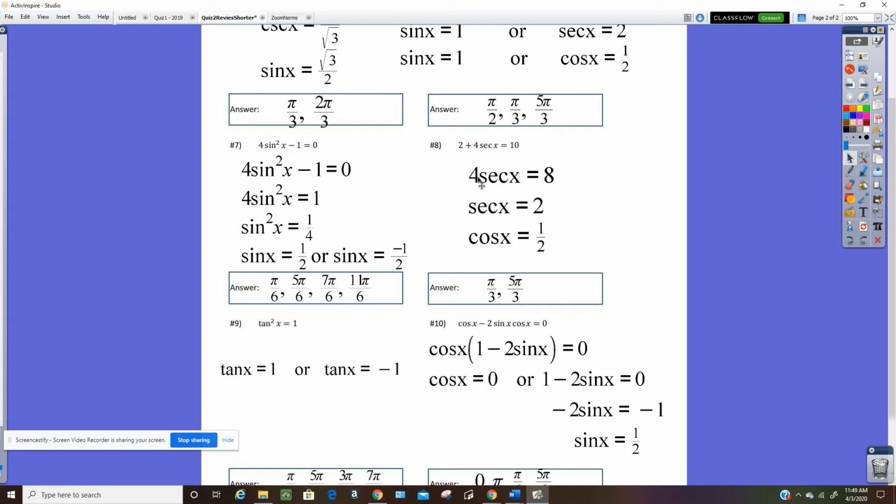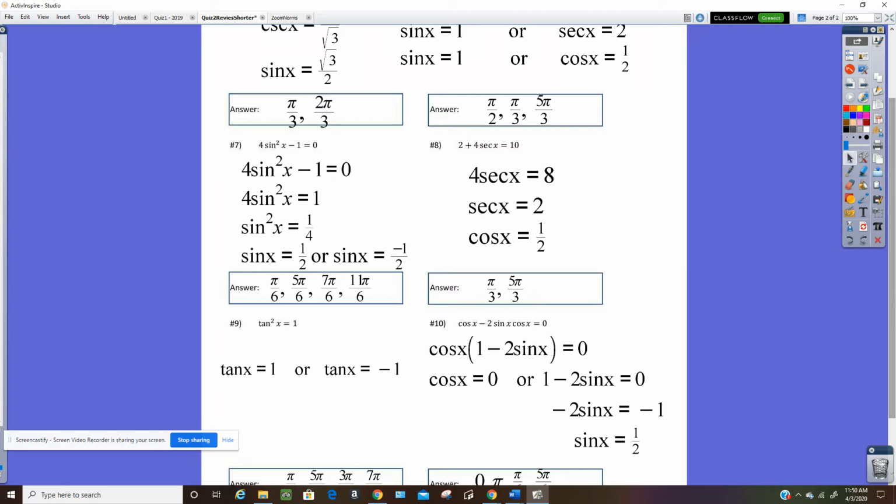And then number 8, you have 4 secant x equal 8 when you subtract 2 from both sides. And then divide by 4. So secant x equal 2. So reciprocal of this is 1/2. That means the cosine x equal 1/2. So same as up here. We already decided those are pi over 3 and 5 pi over 3. So to find all these angles in radians, then you're going to use the unit circle on the back of your trig identity sheet.